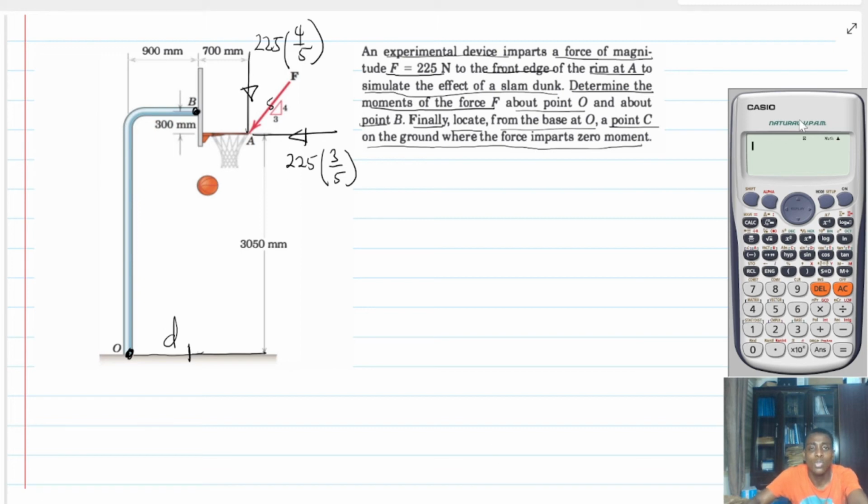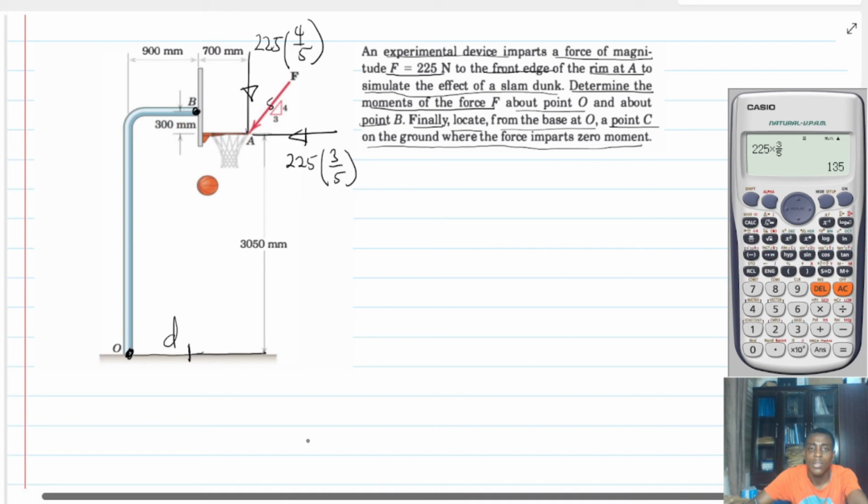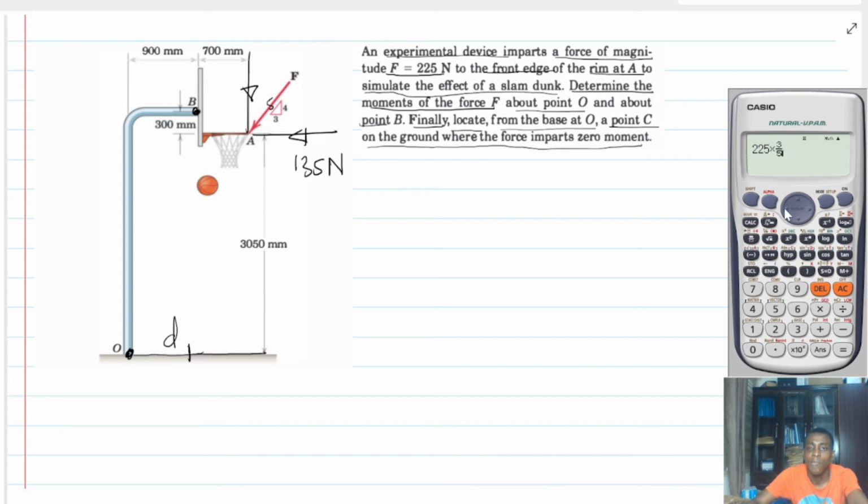But then what is 225 multiplied by 3 on 5? What is that? 135. So it means this is 135. And then 225 multiplied by 4 on 5, what is it going to be? 180.